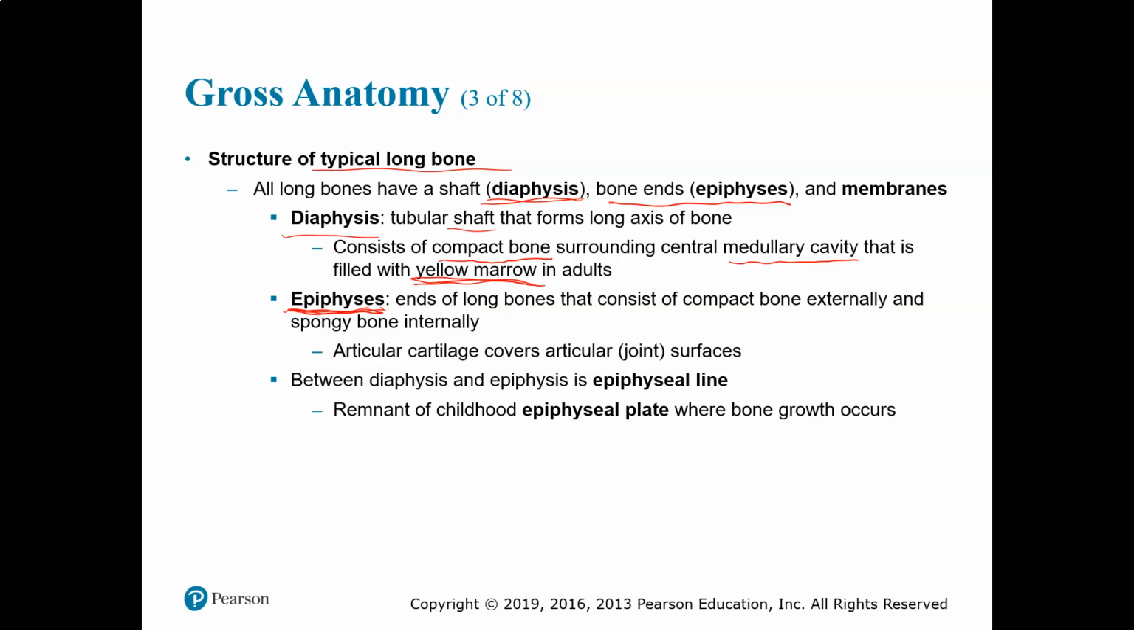The epiphyses, the ends of the long bones, have layers of compact bone, but mostly they're composed of spongy bone. There is articular cartilage covering the ends of the epiphyses, and that is the hyaline cartilage. And then between the diaphysis and epiphysis is the epiphyseal line, but when you're still growing, it is the epiphyseal plate, and it is made of hyaline cartilage.